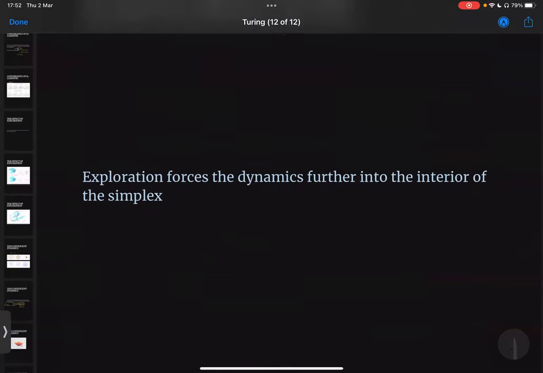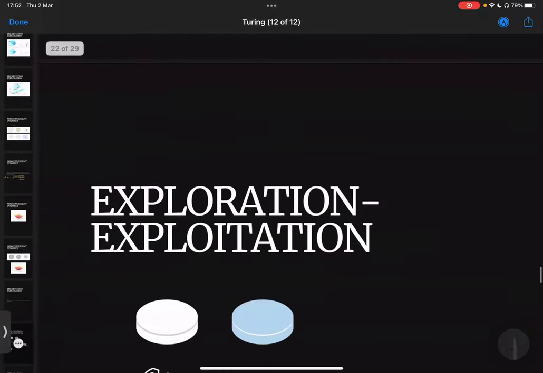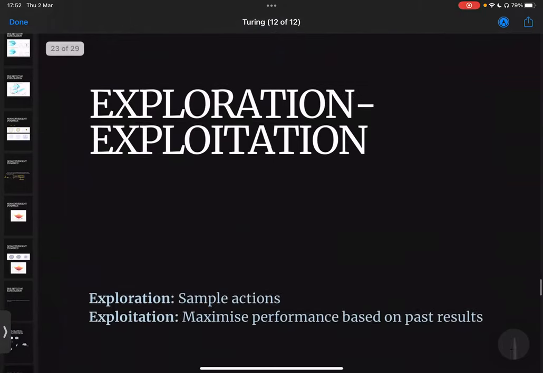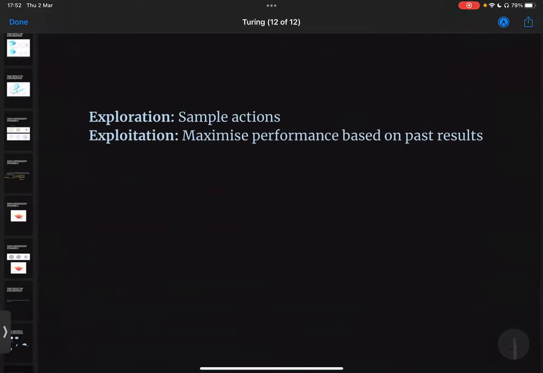Okay, so we've seen so far that exploration is going to force the dynamics further into the interior of the simplex. And if we push it high enough, the initial theorem told us that we will actually reach a unique fixed point. Now let's actually answer your question about the reward structure and the rewards that each agent receives and how that's influenced by T. I have this slide on the exploration-exploitation dilemma, but I think we've already covered it. So let's just do the quick overview.